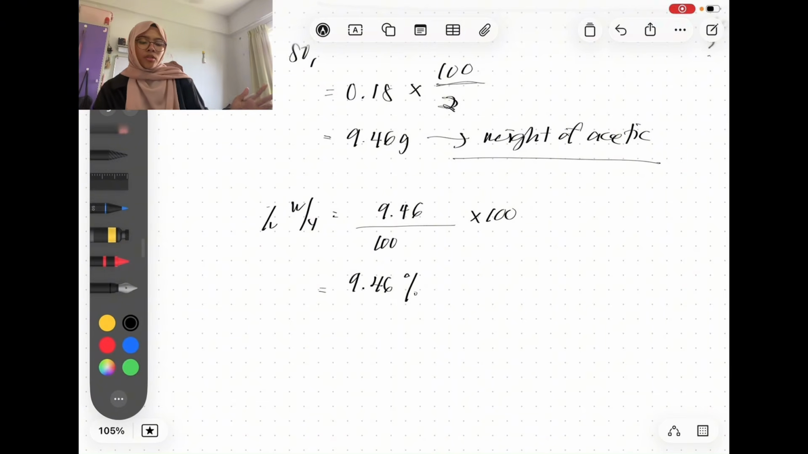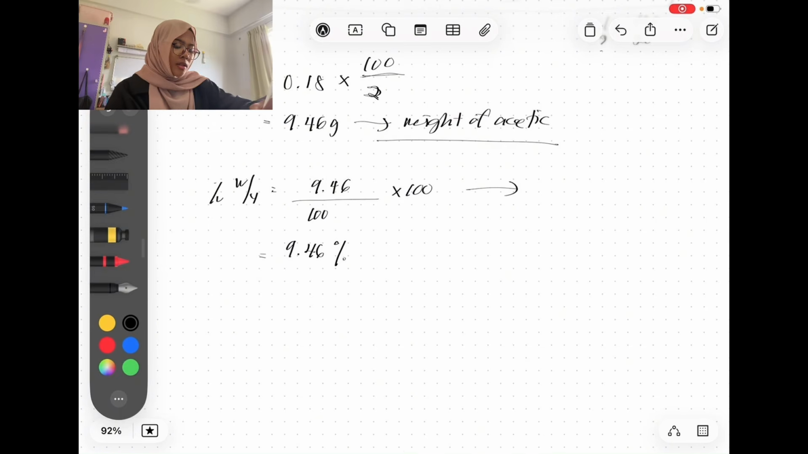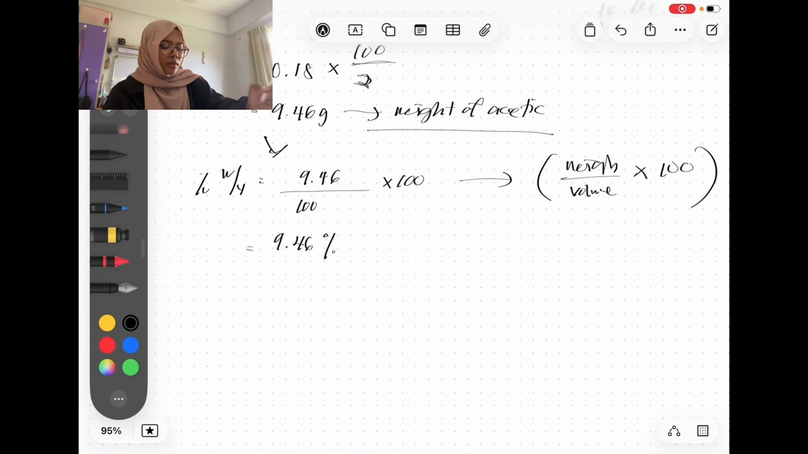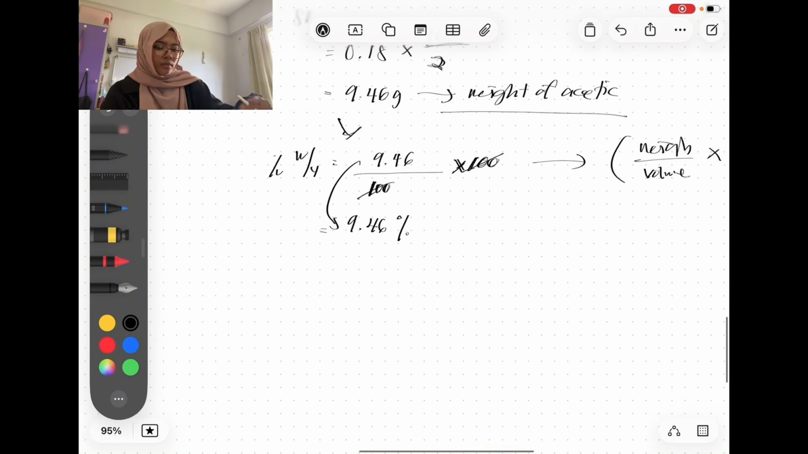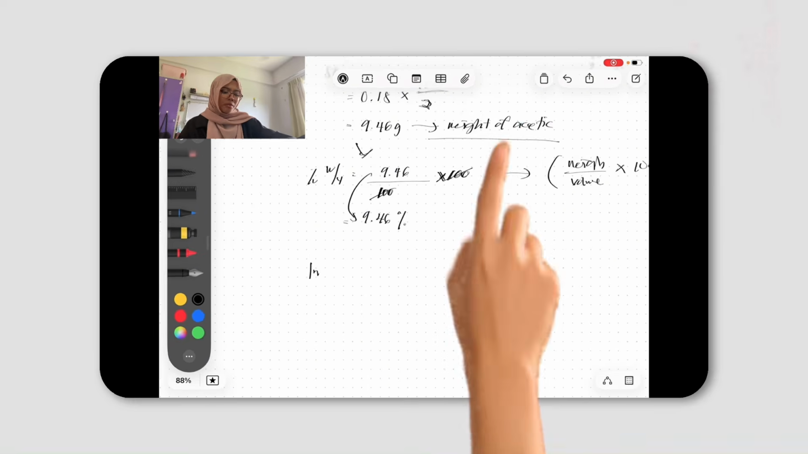The last part is the percentage of weight per volume. To determine it, the formula of weight per volume percentage is weight over volume. So in this formula, you can insert the information: 9.46 per 100 ml. And you will get this. But usually, commercial vinegar has 4 to 6% acetic acid. But from our result, we got 9.46%. So it's much higher than expected.